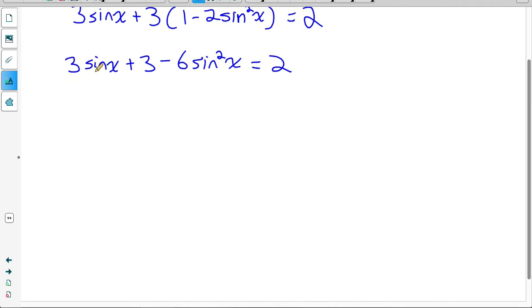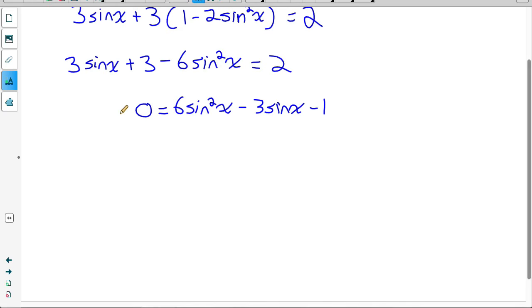So I'm going to move all of the terms to the right this time because I want my leading coefficient to be positive. So 0 equals, take the negative 6 sine squared x, move it to the right. Take the 3 sine x, move it to the right, becomes a negative 3 sine x. And then this 2 is on the right side of the equation, but it's going to collect with the negative 3. 2 minus 3 is negative 1.